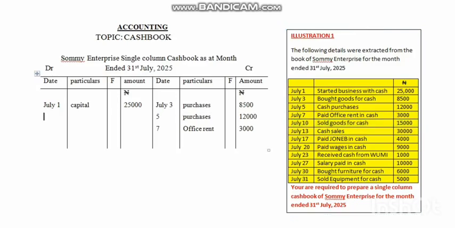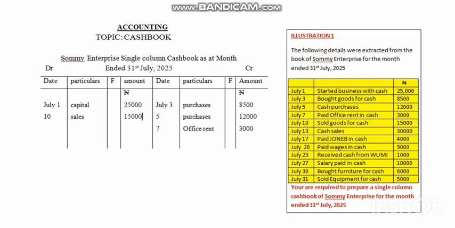So on July 10th, what happened? He sold goods. You have to change it because the name of the goods was not mentioned. So he sold goods, and you change it to what? Sales. You write it there. Sales. Sale of how much? 15,000 naira.